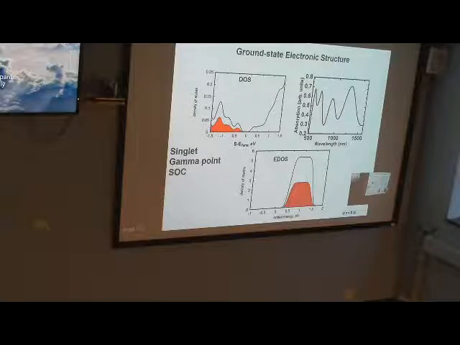Feel free to stop and ask questions. Especially. I do. So why does your EDOS plateau from around 0.6 to 1.3? How does it plateau? Because you still have features going on. So how do you get a straight line where you don't in your DOS?